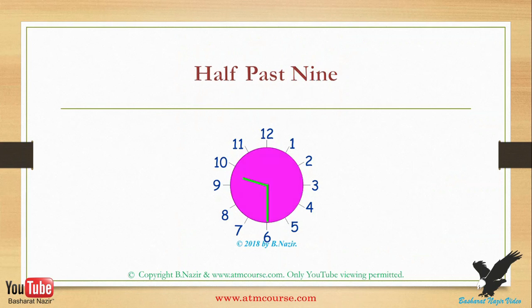This clock is reading half past nine, because the big hand is pointing to six and the small hand is halfway between nine and ten. Now you say, half past nine.